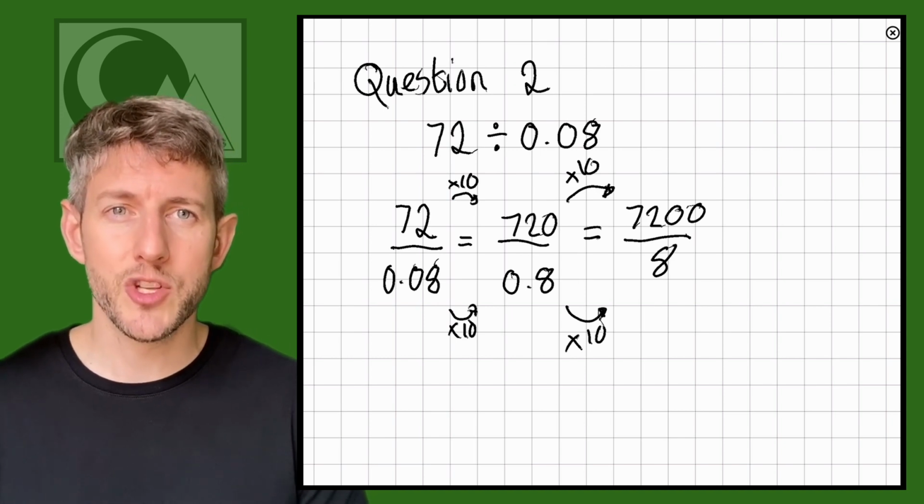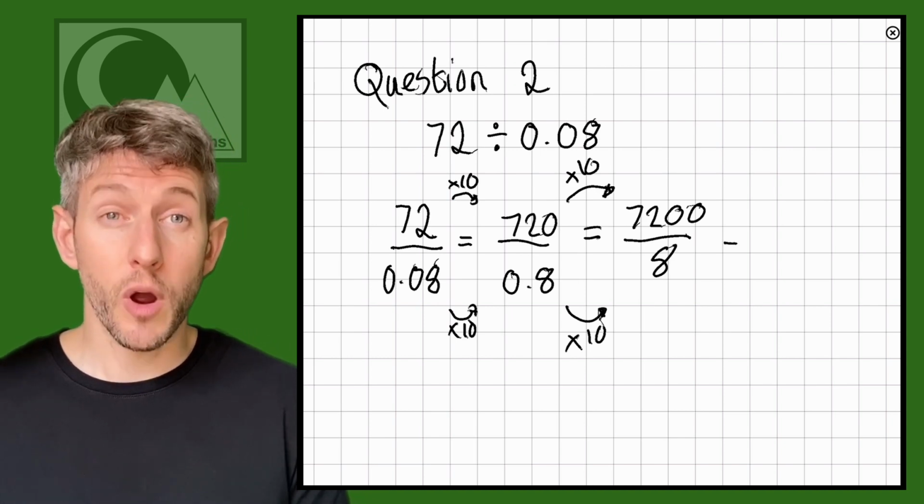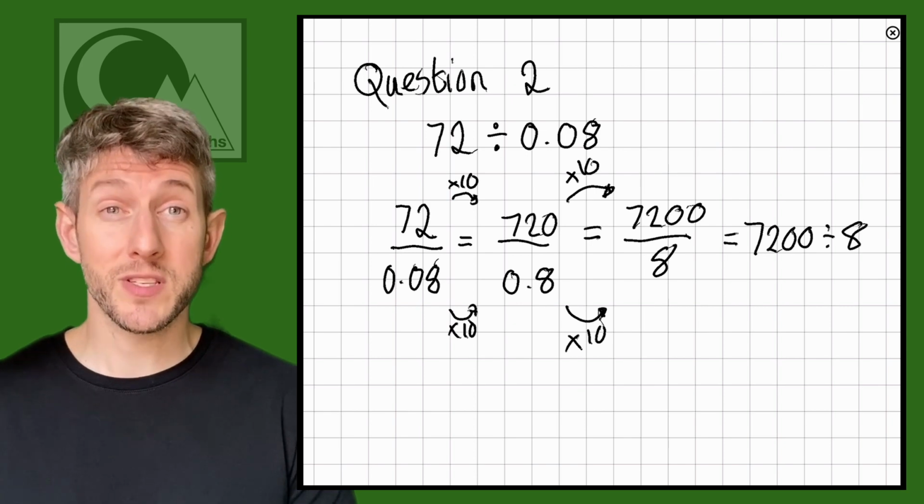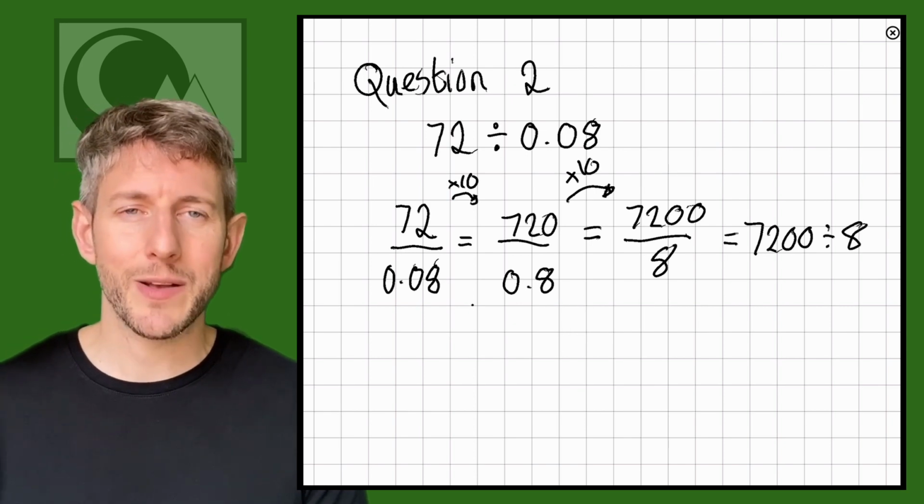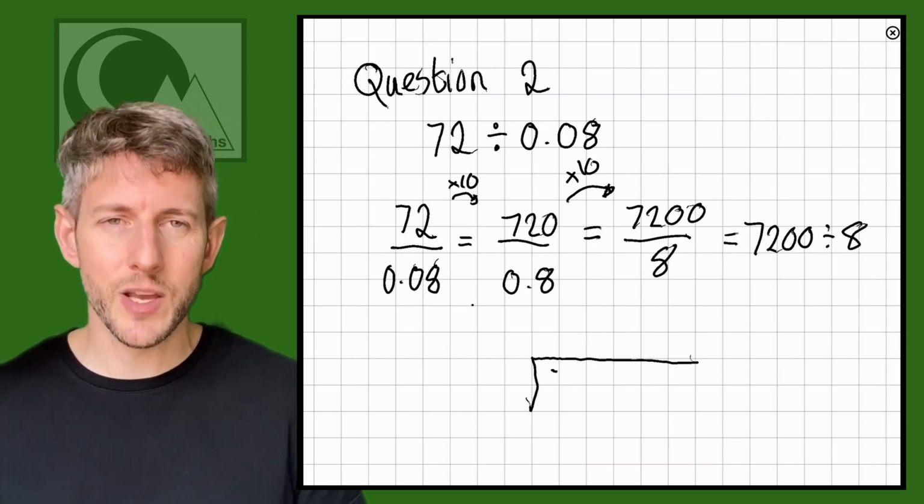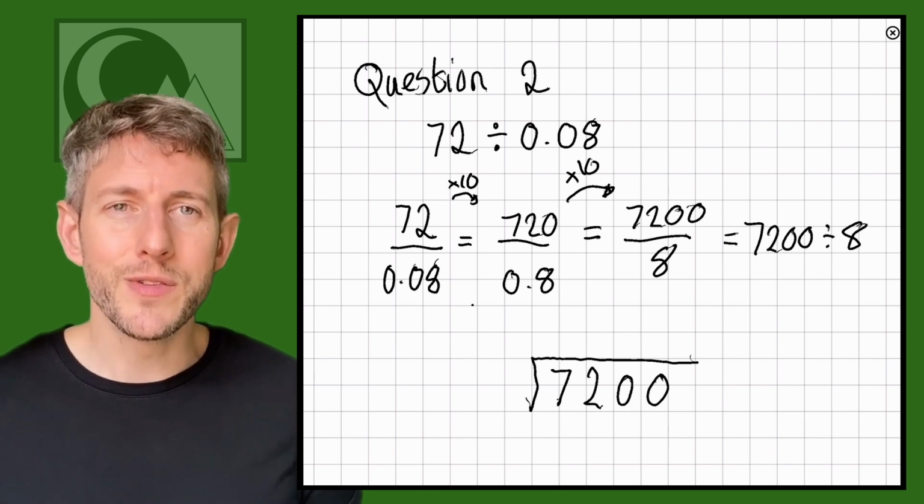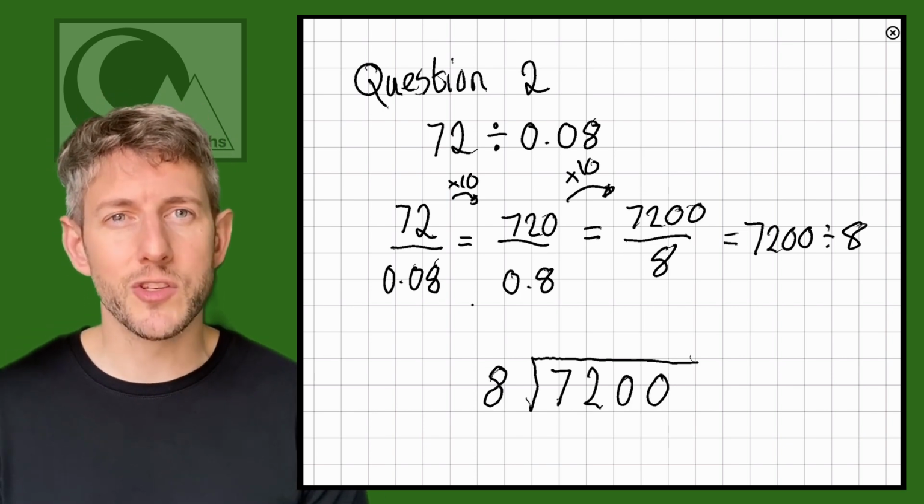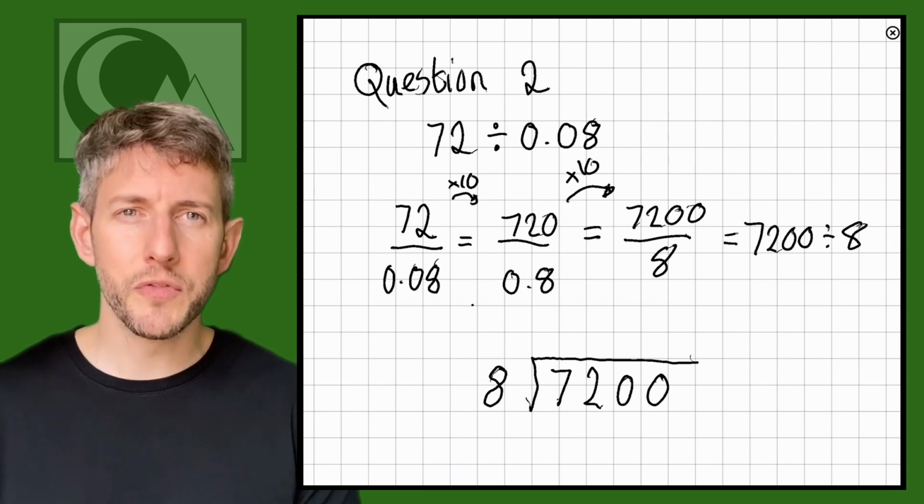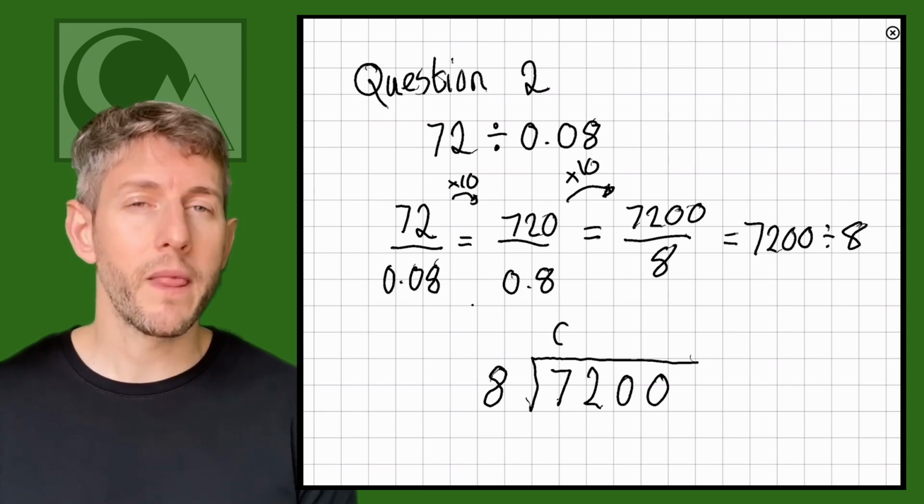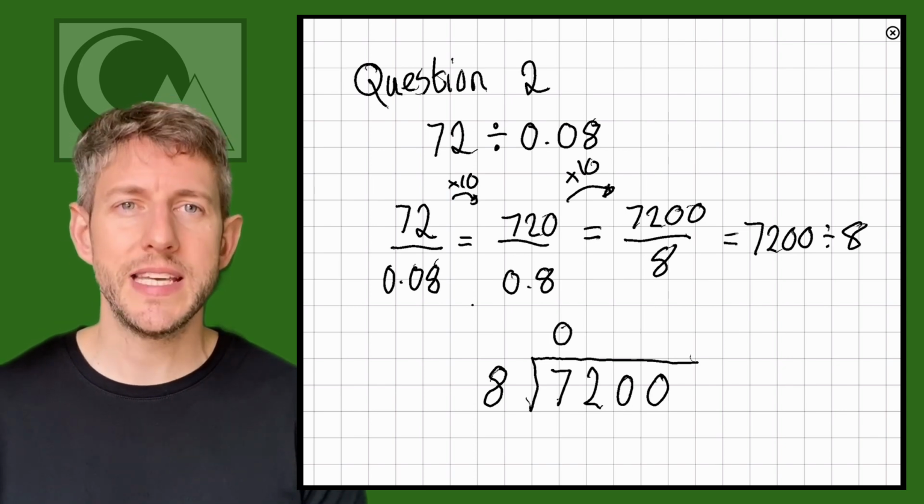So 7,200 over 8. Right, now I'm going to write this in the bus stop method. This is 7,200 divided by 8. So the 7,200 goes under the bus stop. The 8 goes on the outside. So first of all, we're looking at 8s into 7. 8s into 7 don't go, so I put a 0.